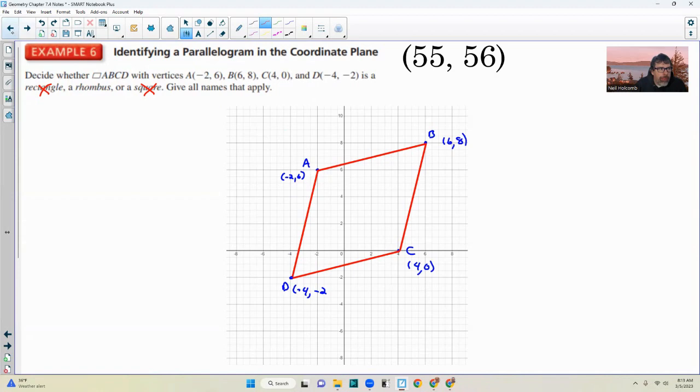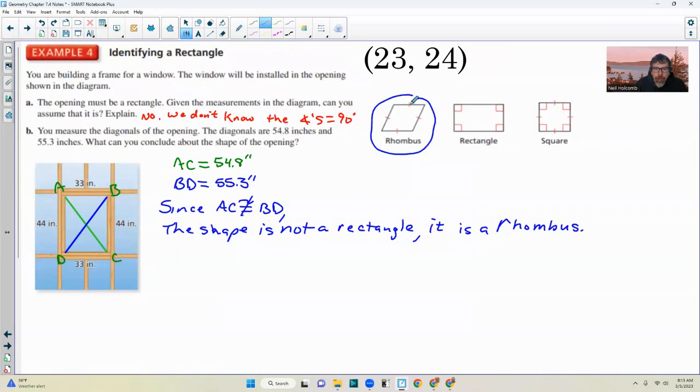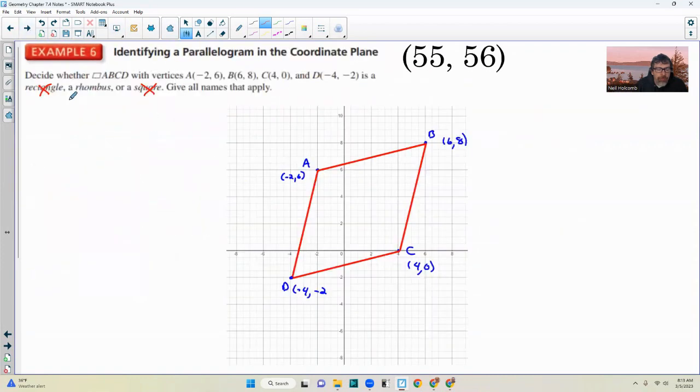So what is a rhombus? So let's go back. A rhombus is a parallelogram with 4 congruent sides. Okay, so I have to prove that each side is parallel, and I have to prove that each side is equal. Not each side parallel. I have to prove AD is parallel to BC. I have to prove AB is parallel to DC, and are they all the same length? Okay, so what I'm going to do is find the length of, let's see, how else could we do this?